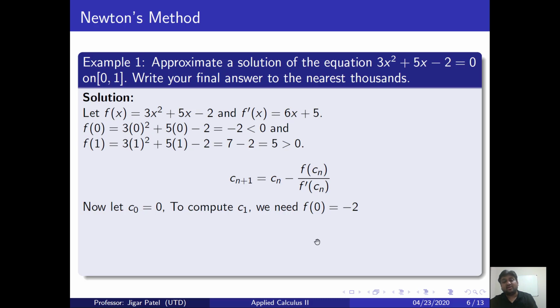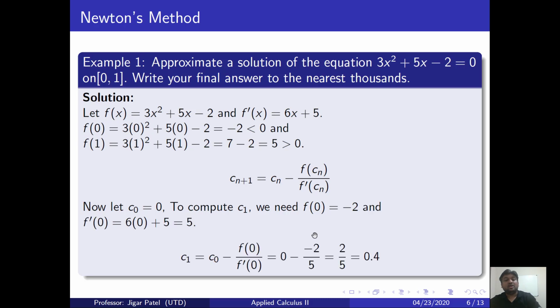Let's calculate it. F at 0, that was already calculated earlier, it's -2. F prime at 0 is going to be 6 times 0 plus 5, and that is going to be 5. I can now calculate the first approximated 0: C0 minus f of 0 over f prime at 0. Just need to throw the numbers in. C0 was 0 minus, I have f at 0 is -2 and f prime at 0 is 5. So I get 2 over 5, and 2 over 5 is 0.4. So this is my C1.